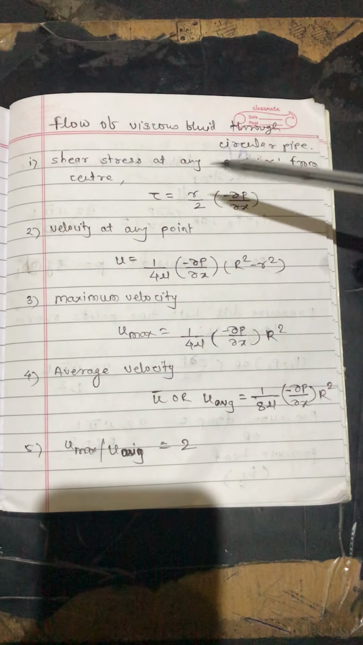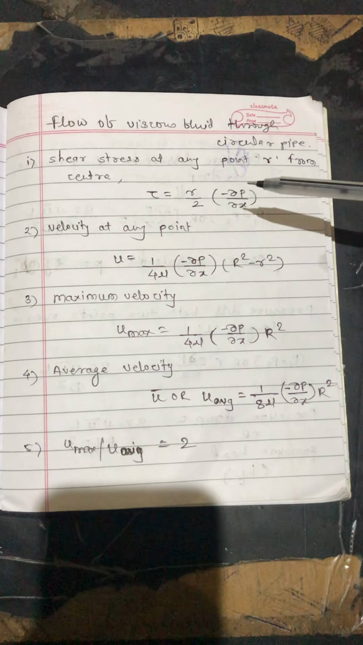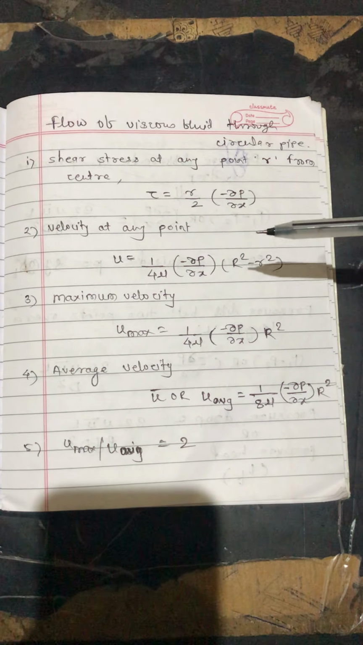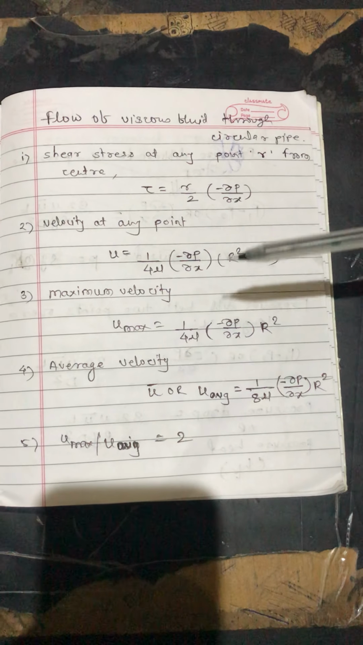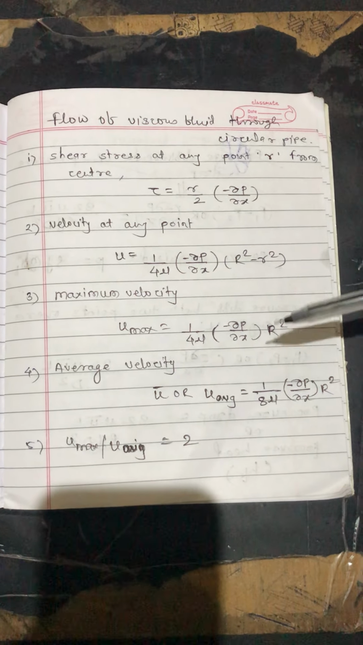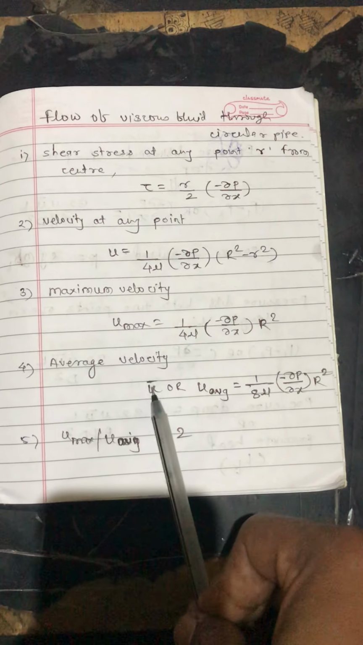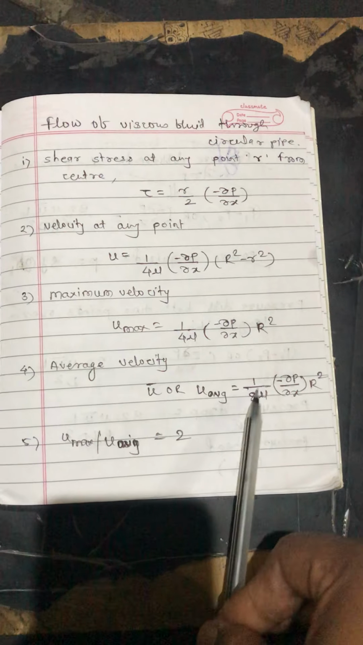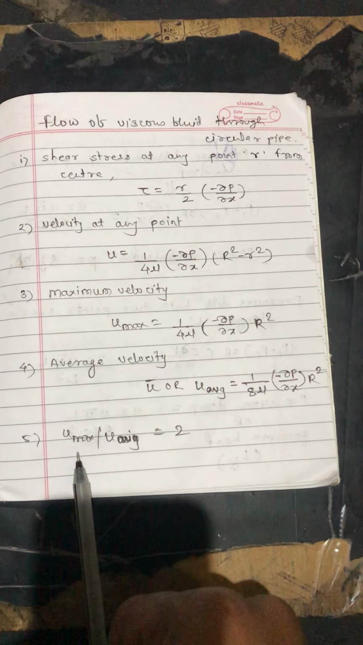Shear stress at any point r from the center is given as tau is equal to r by 2 into minus dou p by dou x. Then velocity at any point is given by u is equal to 1 by 4 nu into minus dou p by dou x into (R square minus small r square). Maximum velocity is given as 1 by 4 nu into minus dou p by dou x into capital R square. Average velocity u bar is 1 upon 8 nu into minus dou p by dou x into R square. U max by U average, this ratio is equal to 2.